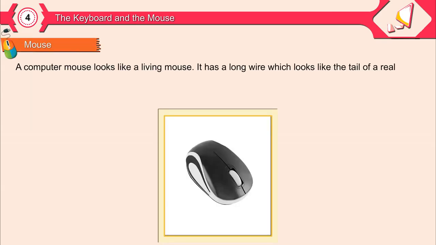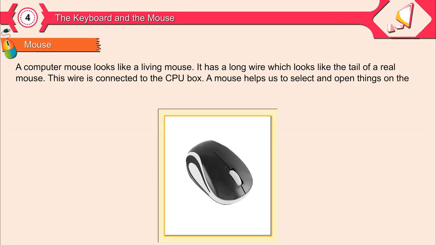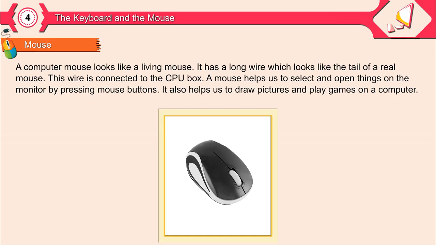Mouse. A computer mouse looks like a living mouse. It has a long wire which looks like the tail of a real mouse. This wire is connected to the CPU box. A mouse helps us to select and open things on the monitor by pressing mouse buttons. It also helps us to draw pictures and play games on a computer.